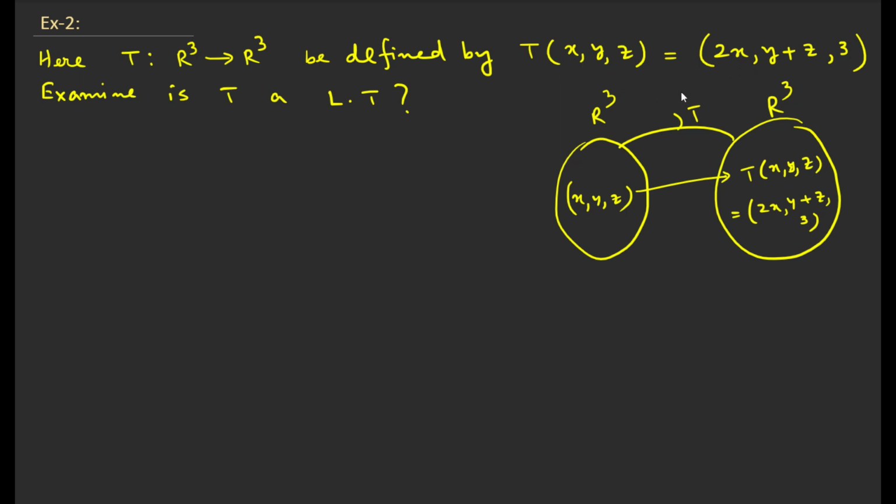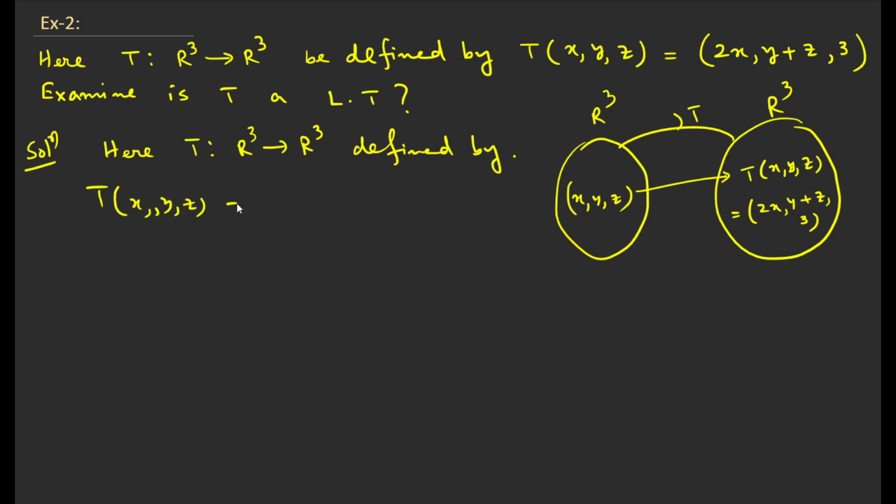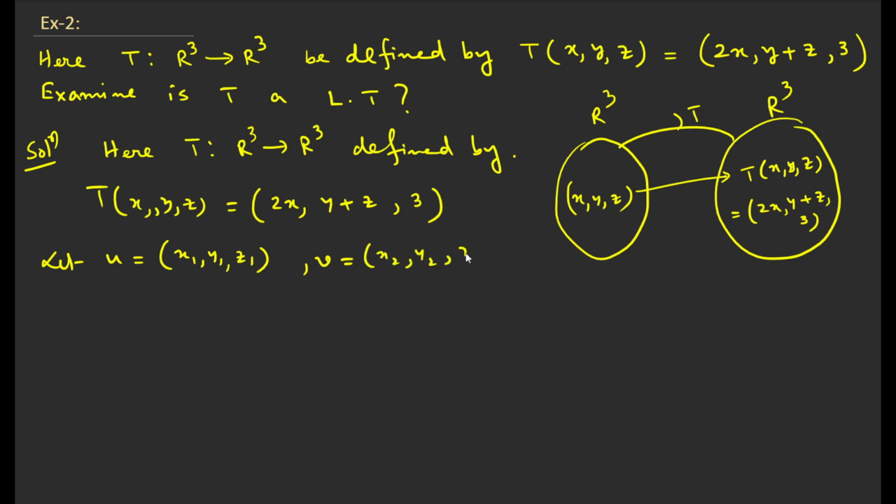So now we have to check whether this is a linear transformation or not. Here T is such that R cube to R cube, defined by T of x, y, z is equal to twice x, y plus z, and then 3. So like earlier, let us take two elements u is x1, y1, z1, and v is x2, y2, z2. They are both from the domain.